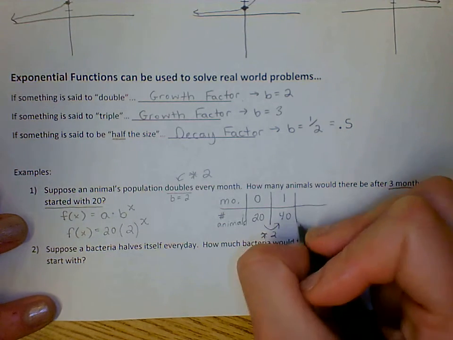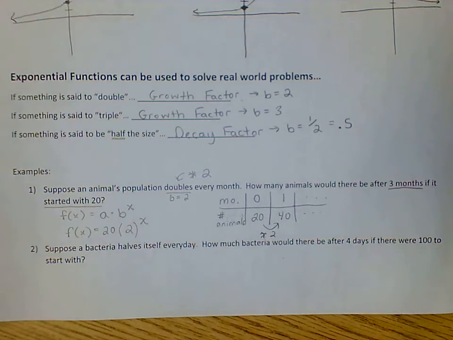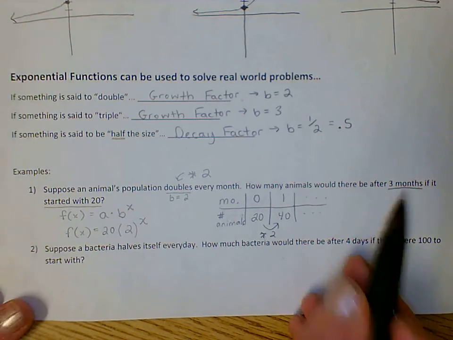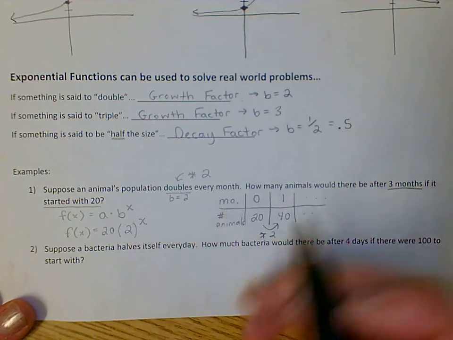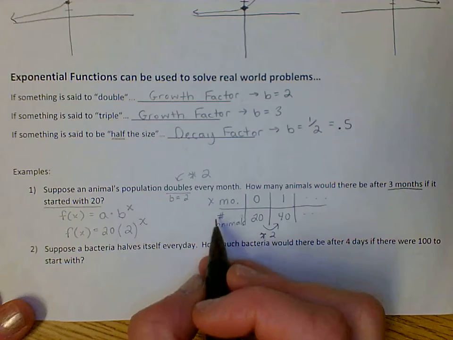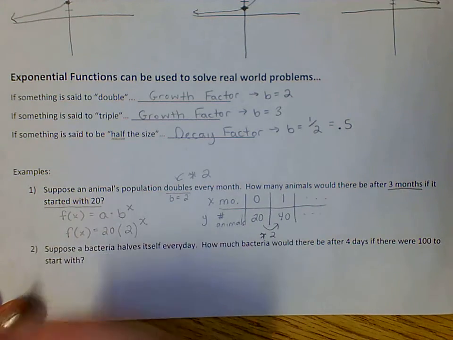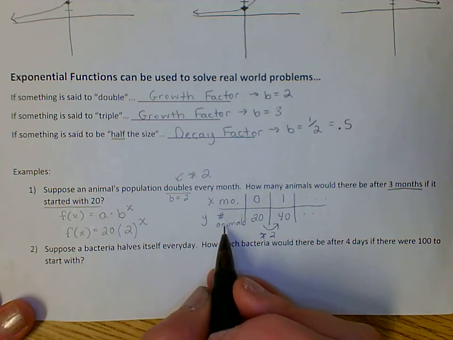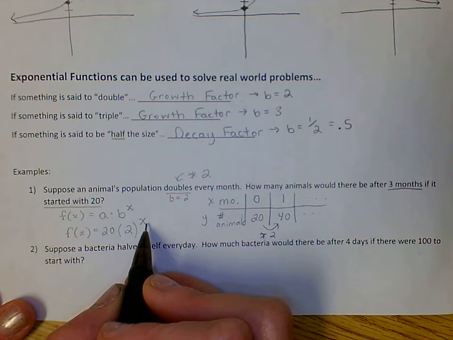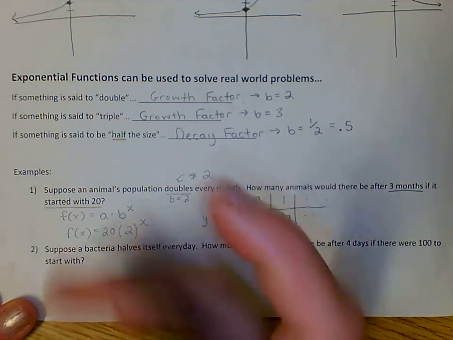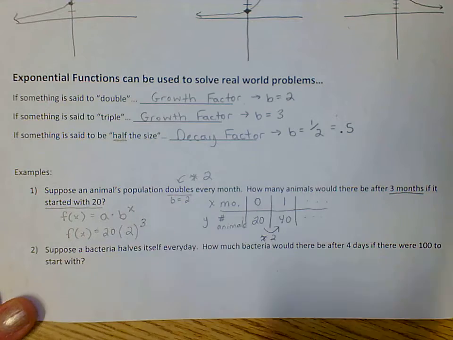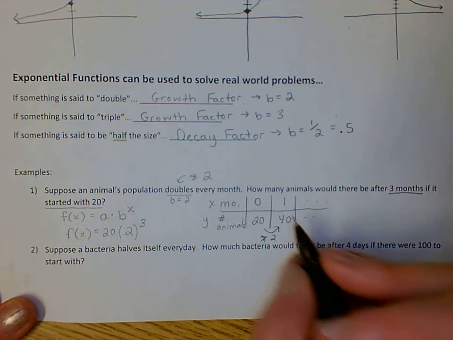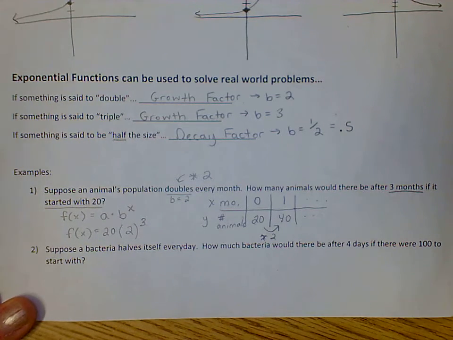And then you could keep going, which we can do that. And you could find the answer pretty easily by doing that. Or you could use your equation. So notice your x values were your months. Your y value, which is your f of x, is your animals. And so with this problem, we're actually looking at when the x is 3. And so another way that you can find the answer to this is you could plug in a 3 for x, okay? Or if it's something that you could easily keep the table going, you could do that.